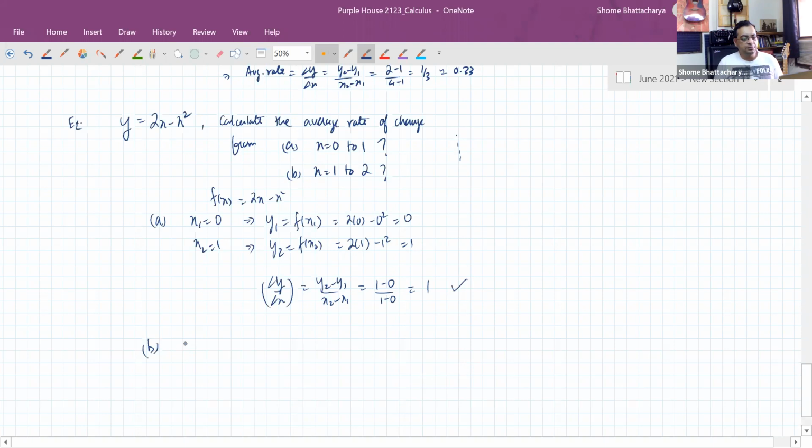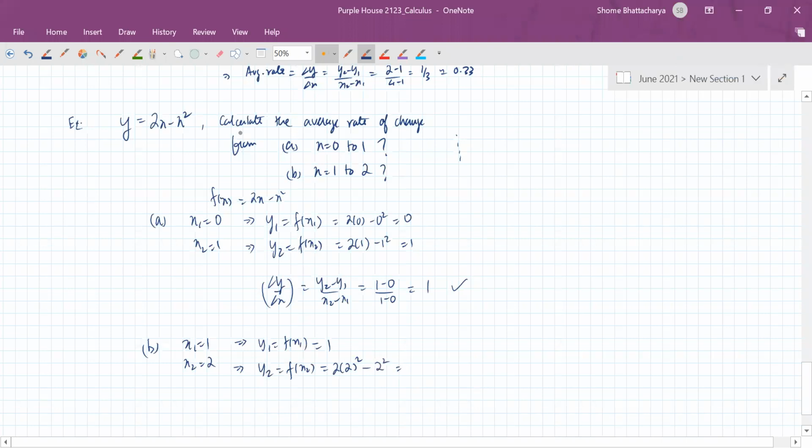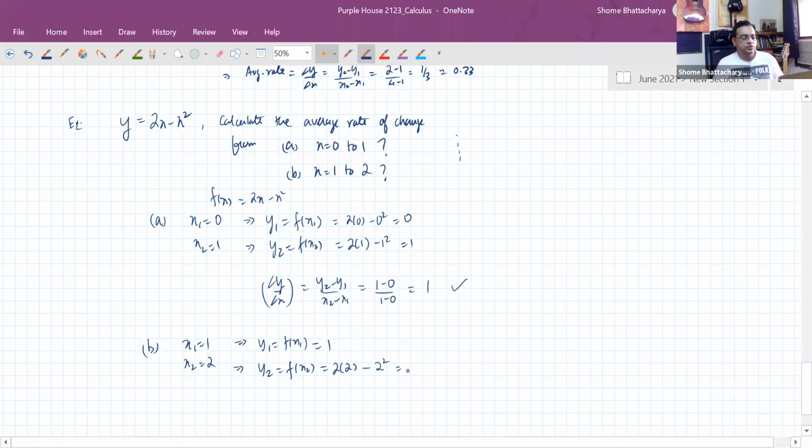But in the second part, we will take x1's value as 1 and x2's value as 2. So correspondingly, y1, which we've already calculated, is 1. But y2, which is f of x2, now becomes 2 into 2 minus 2 square. So 2 into 2 minus 4, which is 0. Yes, so it becomes 0.